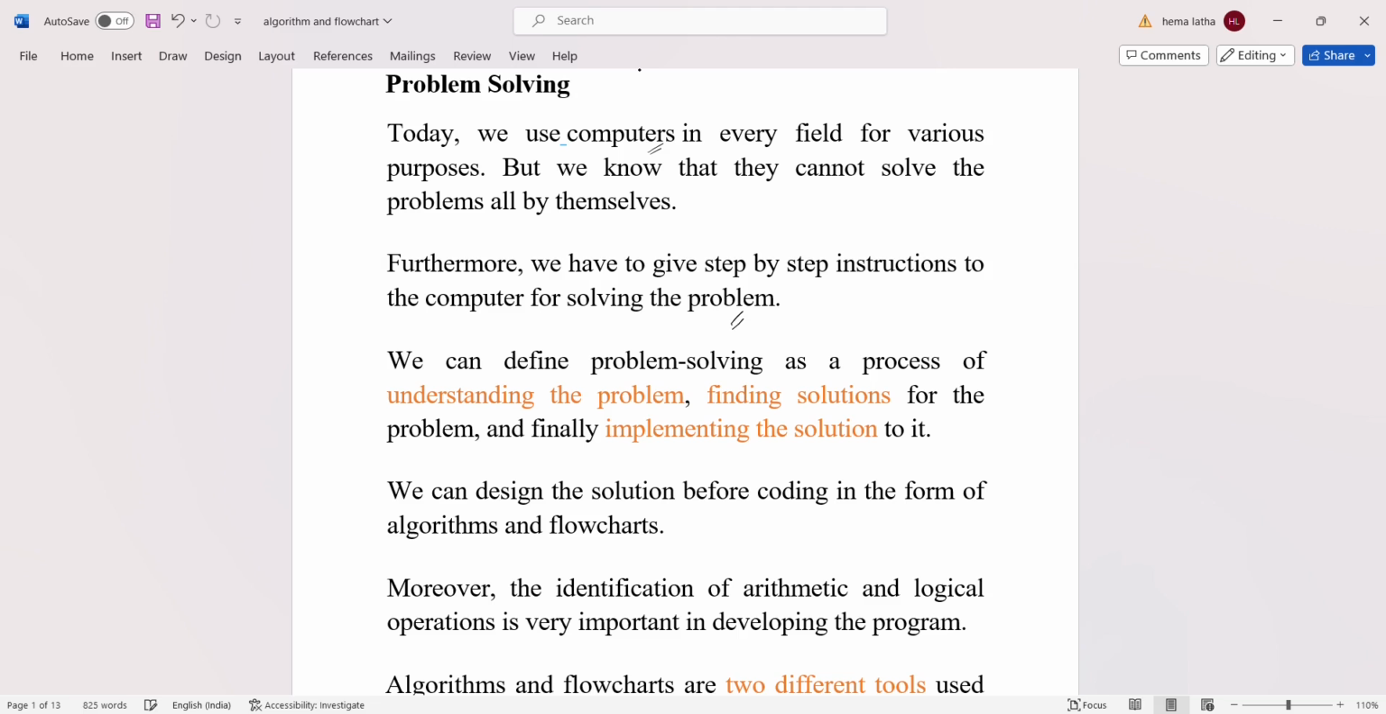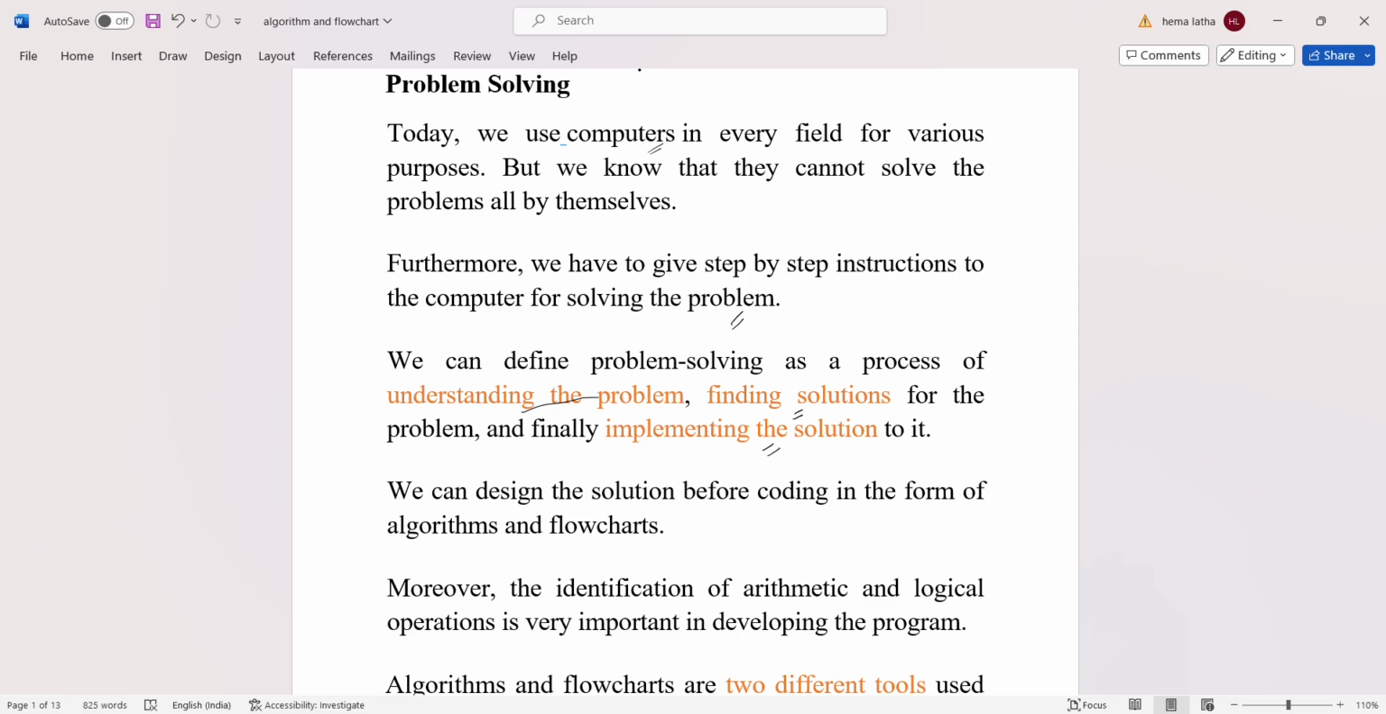For any problem, what is the process? First we have to understand the problem. If you want to solve the problem, we have to follow a certain process. First step is understanding the problem. What is the problem? The next one is finding the method to reach the solution. And next we have to write the solution, that means we have to get the solution. So this is the process we have to follow to solve any kind of problem.